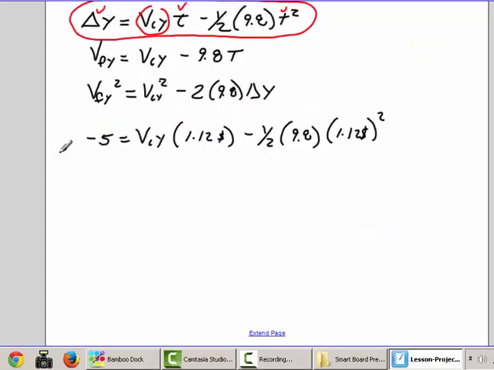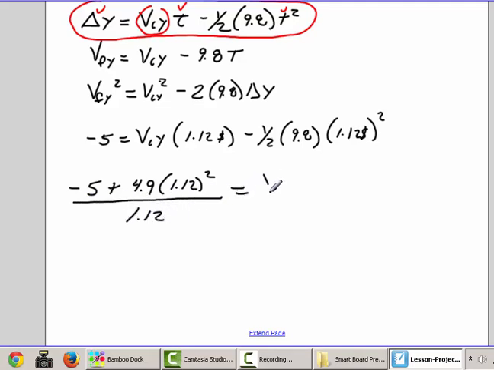We'll move everything to the left side. That gives me minus 5. Go ahead and simplify this. This is plus 4.9, plus, I'm moving the other side, times 1.12 squared. All I have to do now is divide by 1.12. When I do that, I will get my initial velocity in the y direction, a value of 1.024 meters per second.